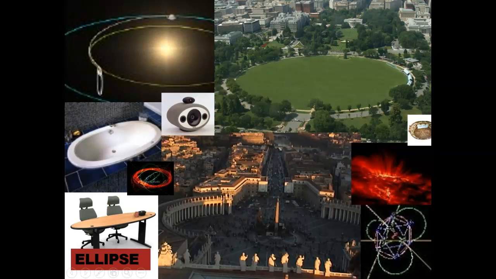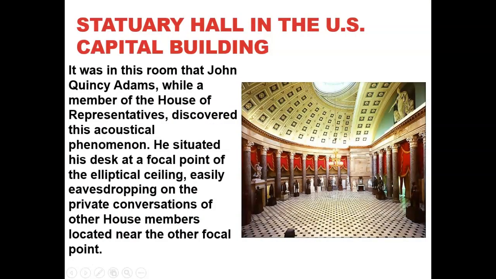Here are a couple of examples of ellipses. It's that oval shape right there. The one that's really well known is Statuary Hall at the U.S. Capitol building. Basically, it's rumored that John Quincy Adams would sit at his desk on one end of this room and he could eavesdrop on conversations at the other end of the room because of the placement of the desk. It was an oval room with an elliptical ceiling, and the waves would bounce off the ceiling and down to the other desk, which we call the focal point.